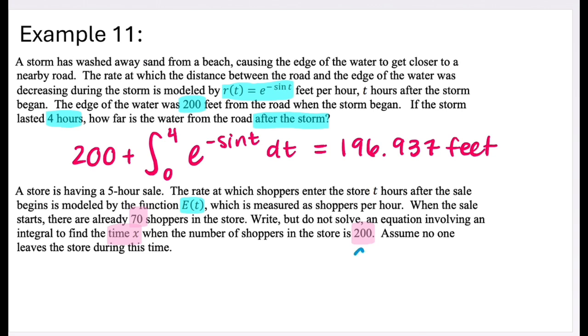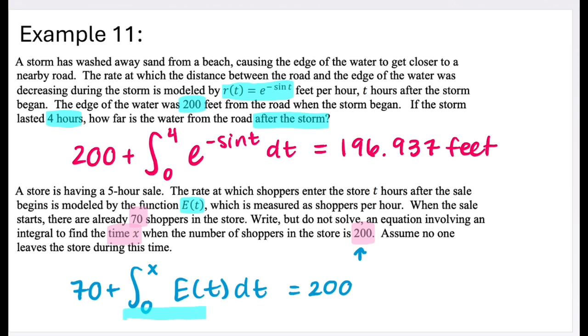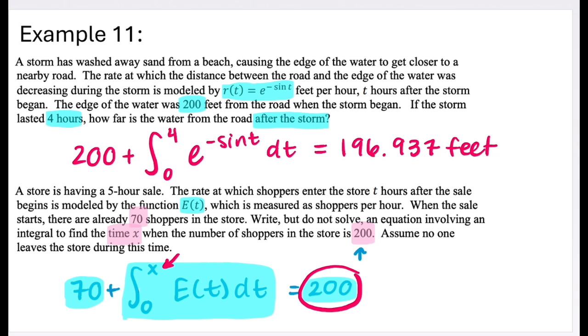So this time we know how much we ended with, so we know what this is going to be equal to. But we're trying to figure out how much time passed. So we started with 70, and we know the time started at 0, but we don't know the ending part of the time, the integral of E of t dt. So this right here represents the change in shoppers. We just don't know what x is. This represented what we started with, and this is how many we had at the very end. So this is the equation that we would solve to figure out what time we had 200 people. Now, we can't actually solve this equation. We would need to know what this function was in order to be able to solve it.